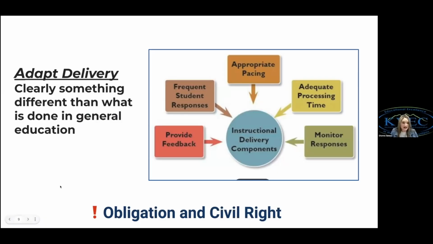The next thing then is, how do we deliver that? And so again, that's back to that same notion about we have an obligation to deliver that instruction, and that is their right. So we can adapt the way we deliver. And so we may think about pacing, right? What's the pacing for that?